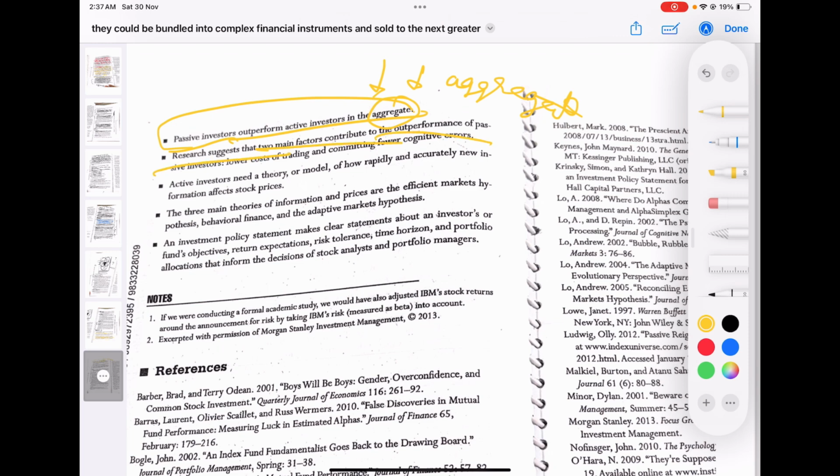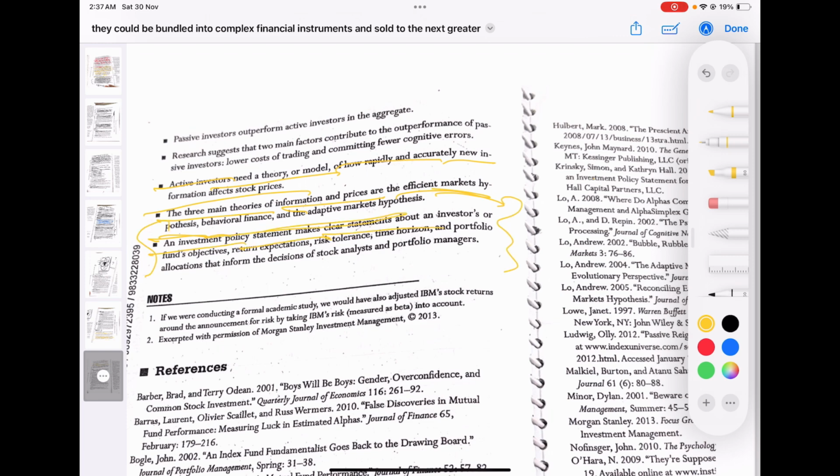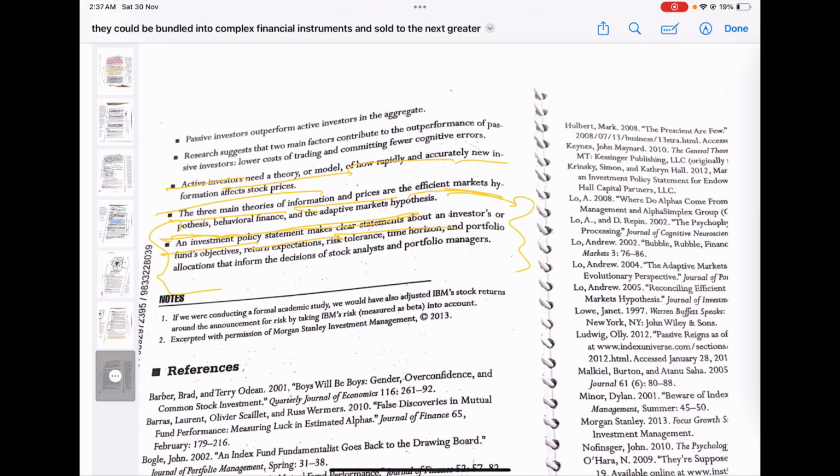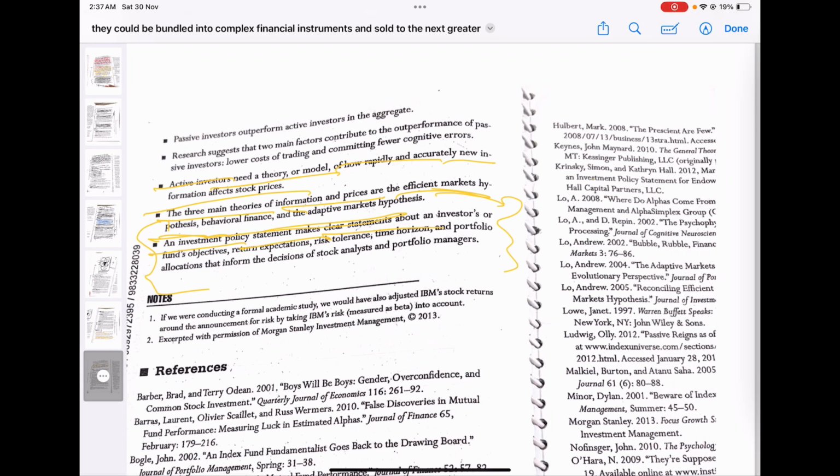Research suggests that two main factors contribute to the outperformance of the passive investors. Obviously there is no mental bias, and also there are no brokerage and other costs. Active investors need a theory or model, so they need something. The three main theories we saw were EMH, AMH, and behavioral finance. And then the investment policy statement. Okay, so this was the Morgan Stanley report which we saw. So that's it for this chapter.